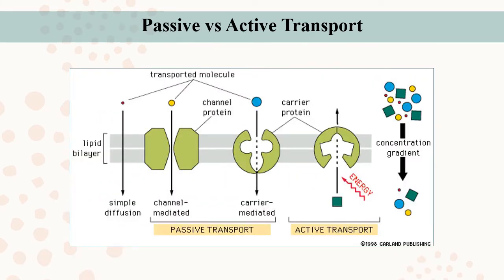Now, if we look into the image, we can see how channel proteins and carrier proteins are involved in the transport process. In passive transport, both the channel protein and carrier proteins are involved. Here, the molecules are transported from higher to lower concentration, so no energy has to be spent. Whereas in active transport, only the carrier protein takes part and the molecules are transferred from lower to higher concentration, so energy has to be spent in this process.